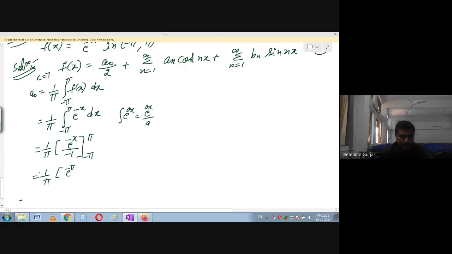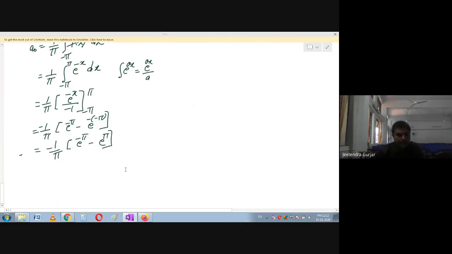Yes, I will take the minus outside. Minus 1 I have taken outside, students. Please remember, this is again minus e raised to minus of minus pi. Further, if you simplify, I am going to get minus 1 upon pi, e raised to minus pi minus e raised to minus into minus, it is plus. Therefore, we have calculated this value.